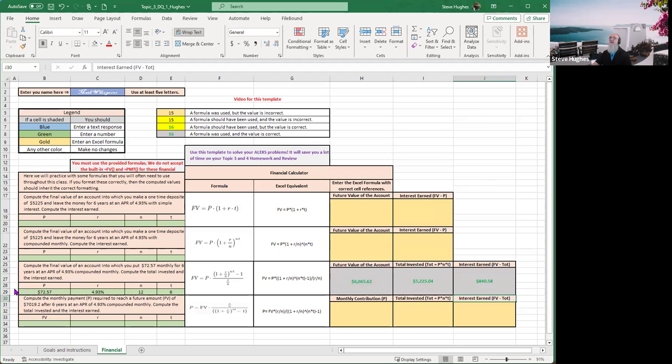Now, everybody, the rest is up to you guys. Follow my example carefully. Notice how I use the cells. I'm not typing the cells, I'm just clicking on them.